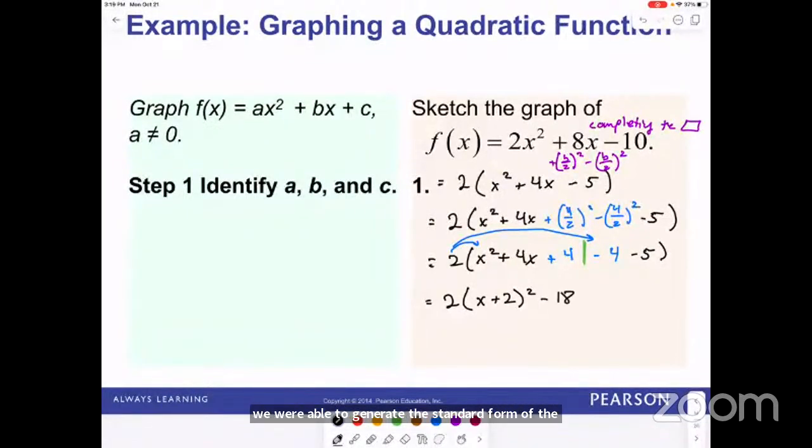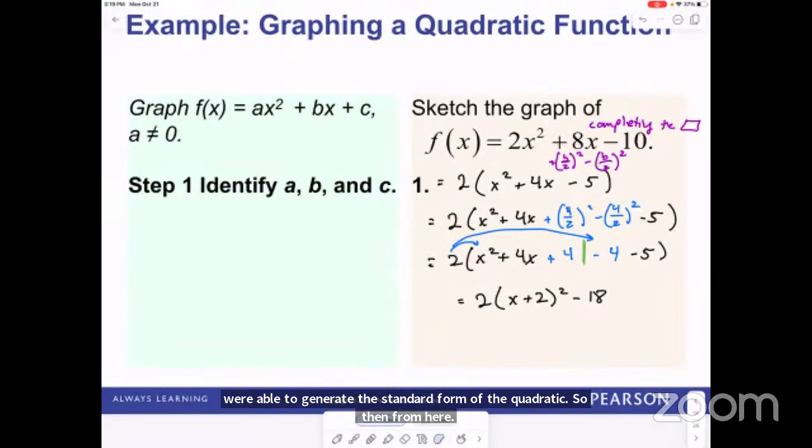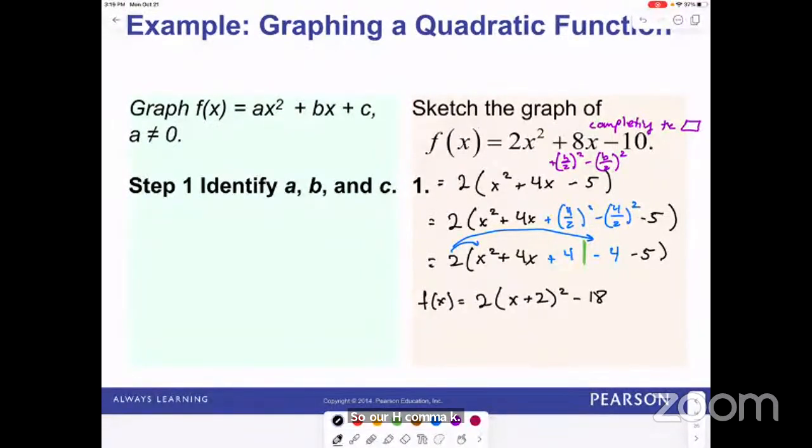From here, we can see that the coordinates of our vertex, our h comma k, is going to be negative 2 comma negative 18. And our leading coefficient is a positive 2. So negative 2, negative 18 puts us in quadrant 3. The parabola opens upward.